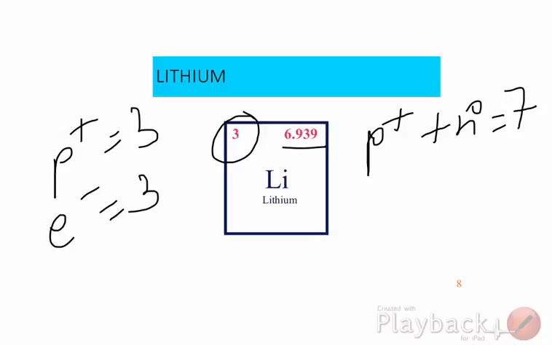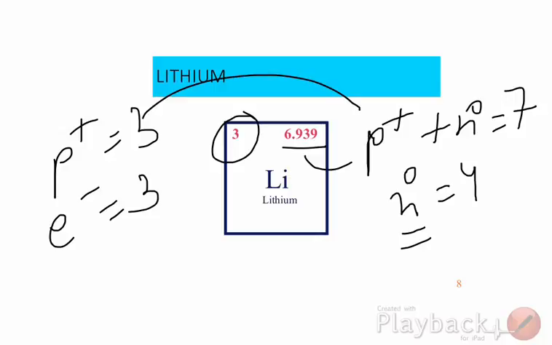So how many neutrons? The number of neutrons is 4, because protons plus neutrons is 7 as per our periodic table. So you just subtract, and you get 4.